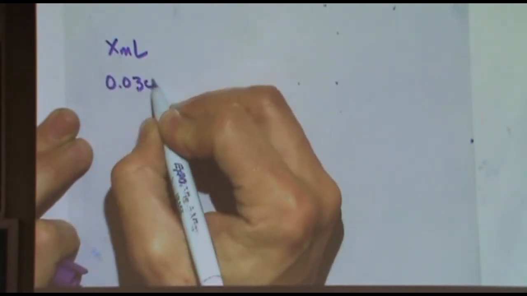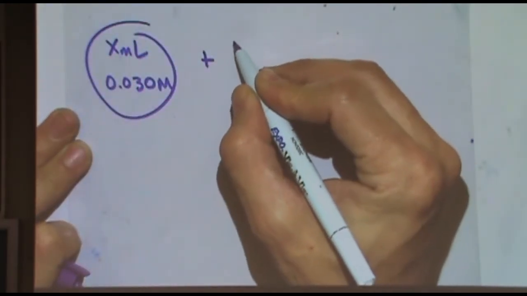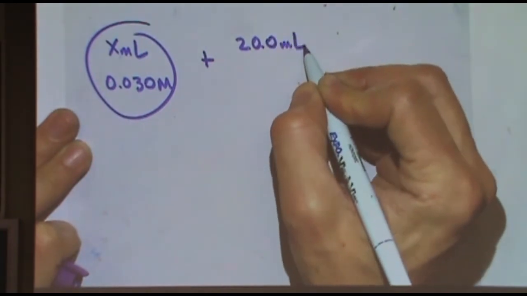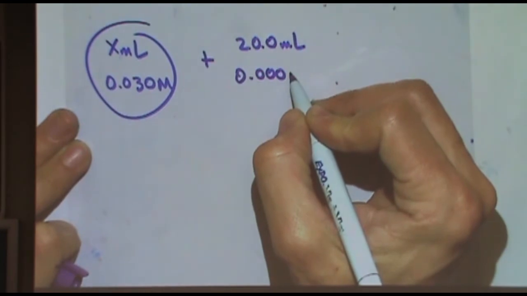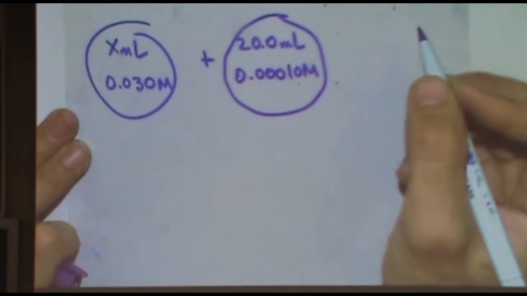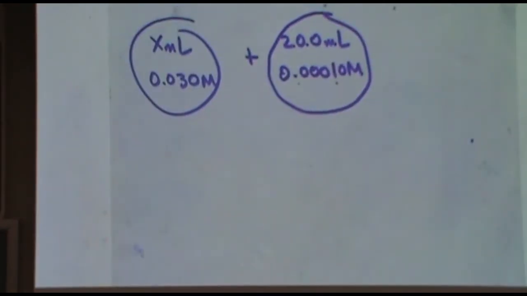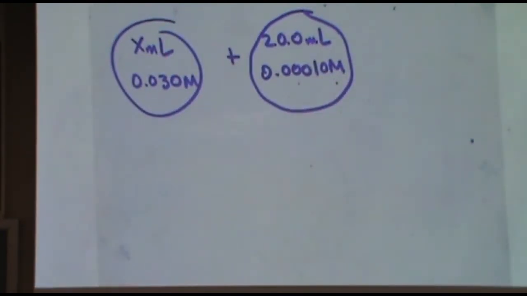This one, you're mixing X milliliters of wine, which is 0.030 molar in sugar. So this is mixed with 20 milliliters of wine, which is 0.00010 molar in sugar. You're mixing those two wines. I know it might have been hard because you can't drink yet. You're not old enough, so I get it.